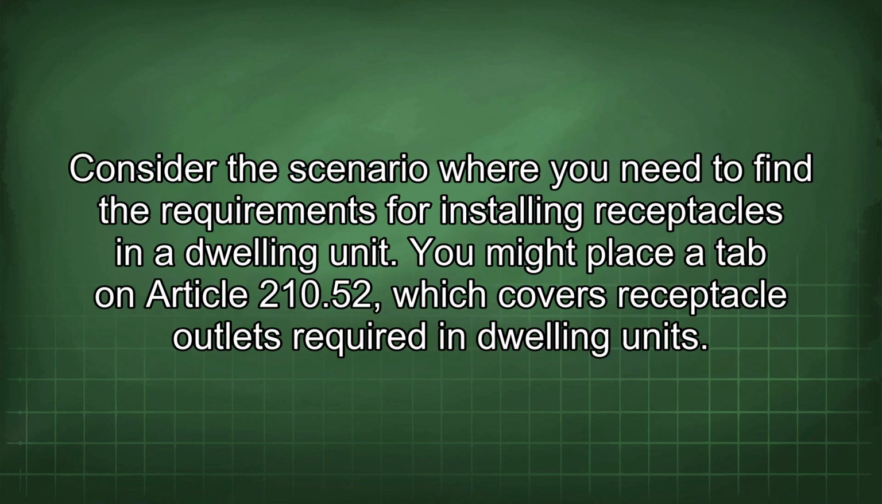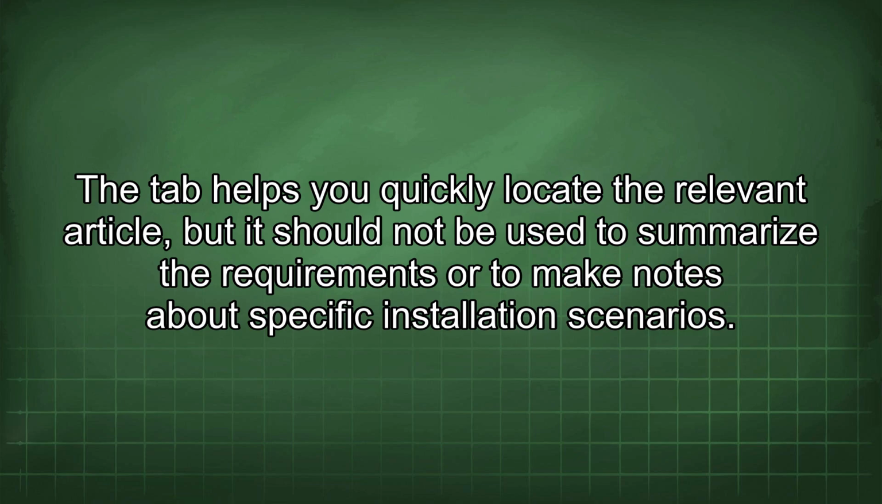Consider the scenario where you need to find the requirements for installing receptacles in a dwelling unit. You might place a tab on Article 210.52, which covers receptacle outlets required in dwelling units. The tab helps you quickly locate the relevant article, but it should not be used to summarize the requirements or to make notes about specific installation scenarios.